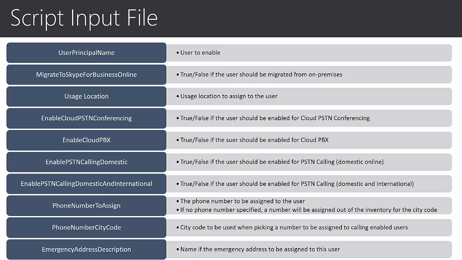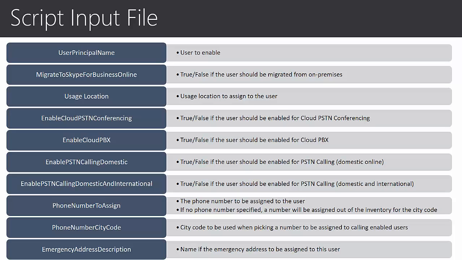The other thing that I want to call out is there's enable PSTN calling domestic and enable PSTN calling domestic and international options. These are what tell the script which license we want to assign to a user. They cannot both be assigned at the same time. The enable PSTN calling domestic and international is the superset of the enable PSTN calling domestic license, and just gives them the additional ability to call internationally. So when you're doing the input file, make sure that only one of these is true if you want to assign PSTN calling functionality.